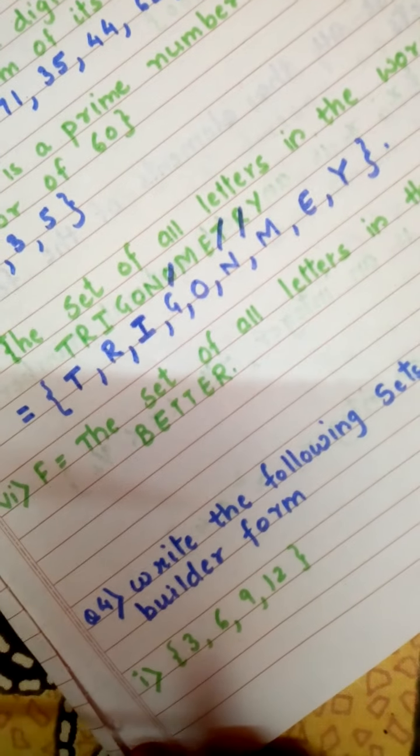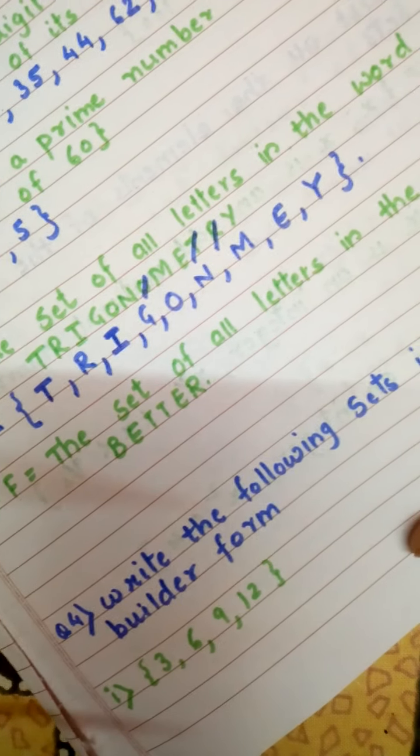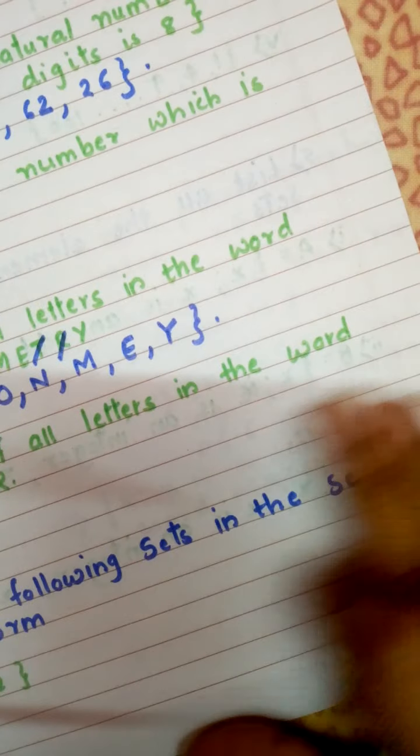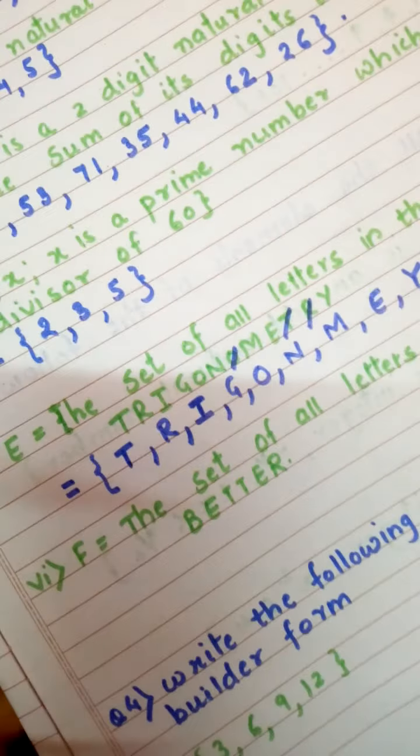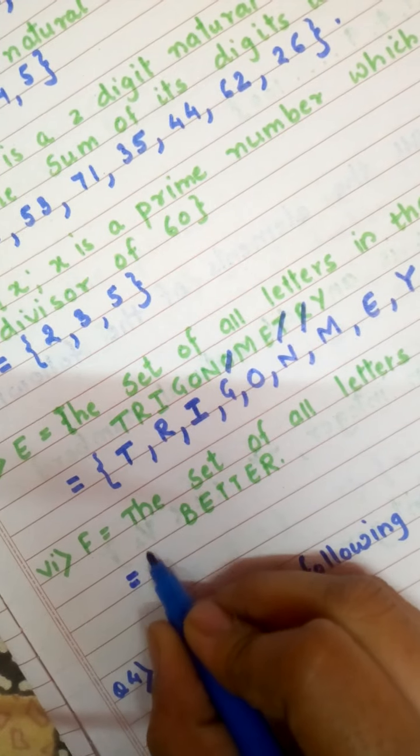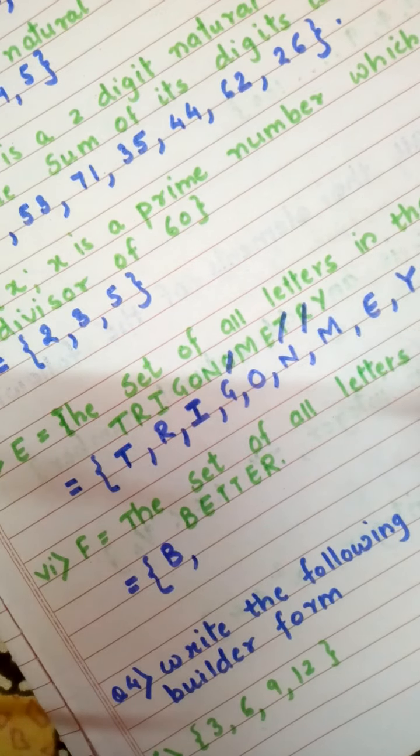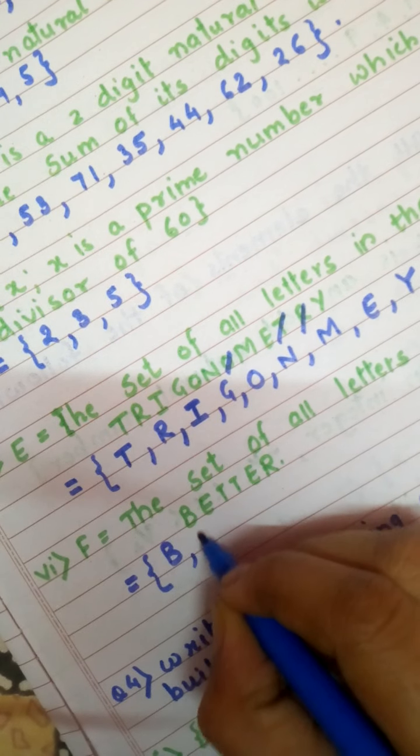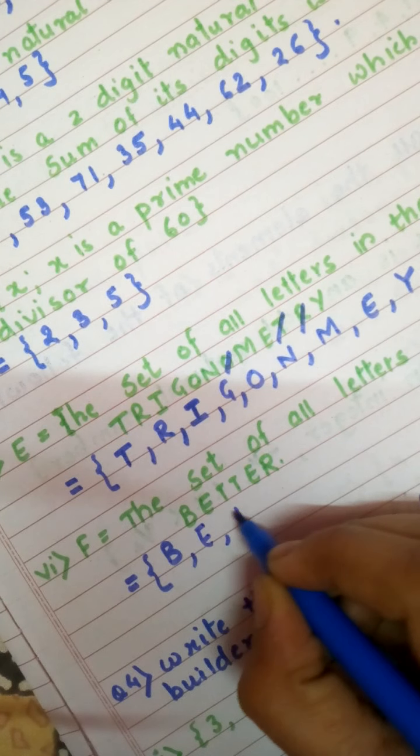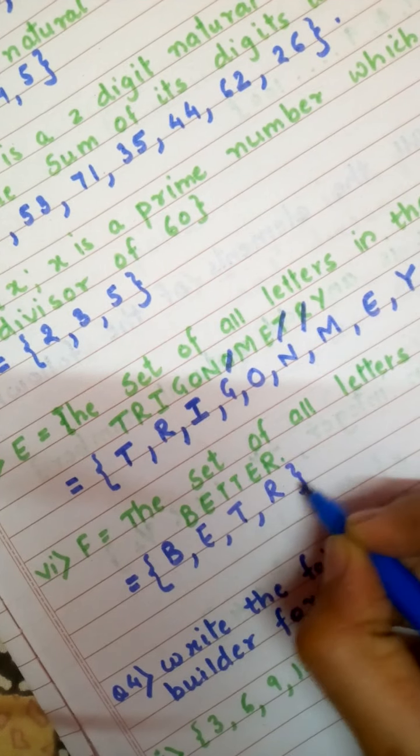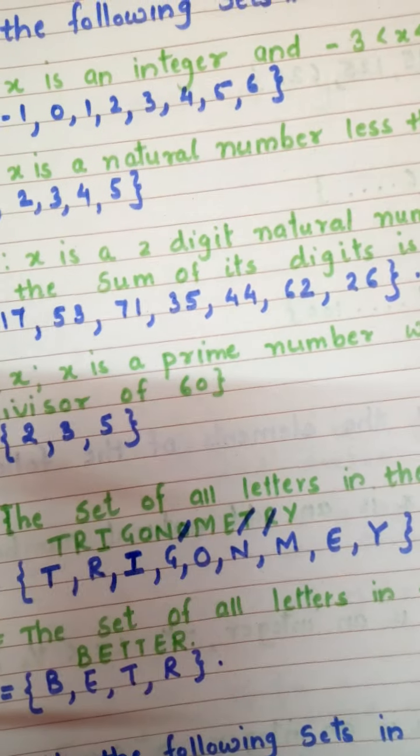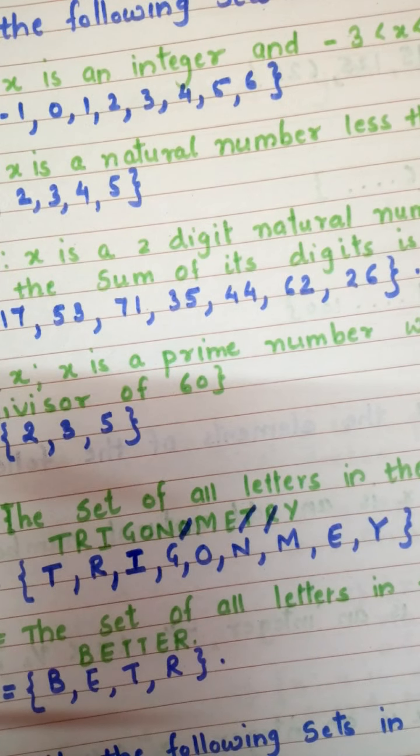Now next what we have, F equal to the set of all letters in the word better. Okay, so this is also very simple. So this is equal to B. Similarly, like how we have done this, so B, E only we have to write once, T only once, and R. Okay, so I hope this question number 3 is clear to everyone.